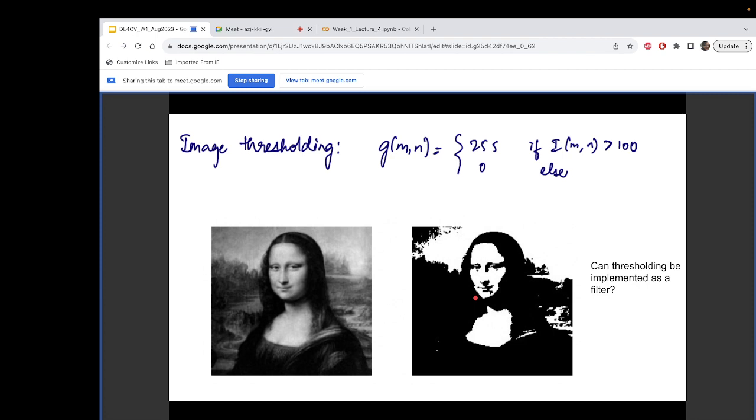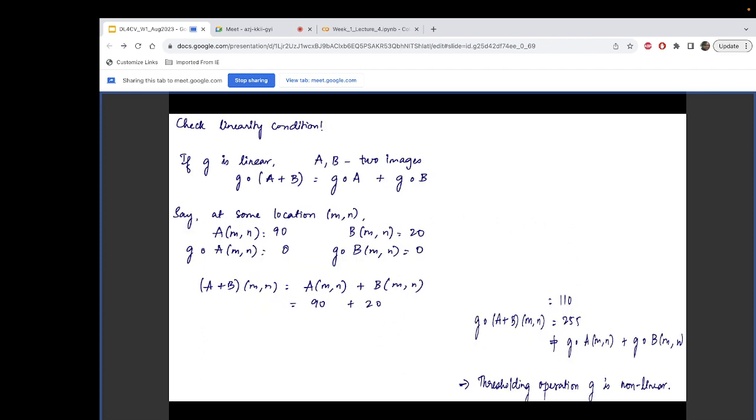Okay, so can thresholding be implemented as a filter? The answer to this question is yes, thresholding can be implemented as a filter. We'll have to do some quirky things to make it work. However, is this a linear filter? So let's look at this. There are some very simple things that we can do to find out whether a given filter is linear or not.